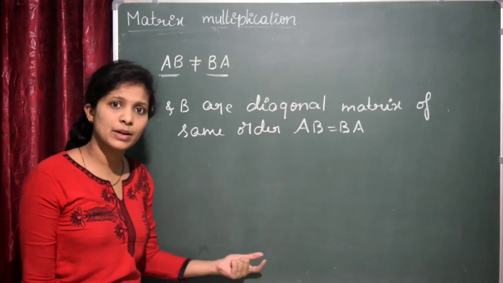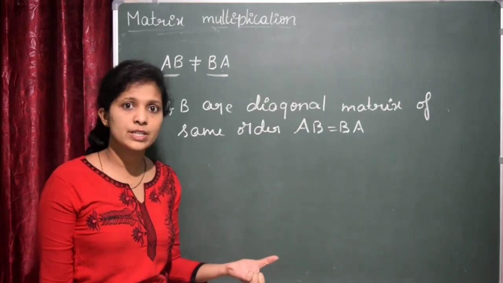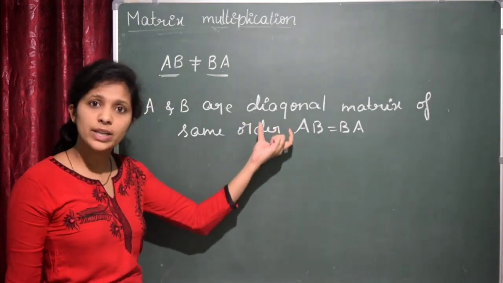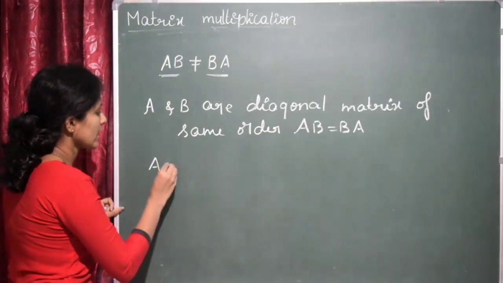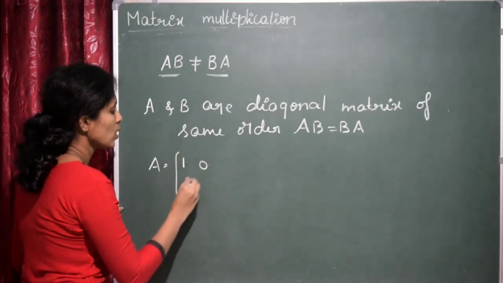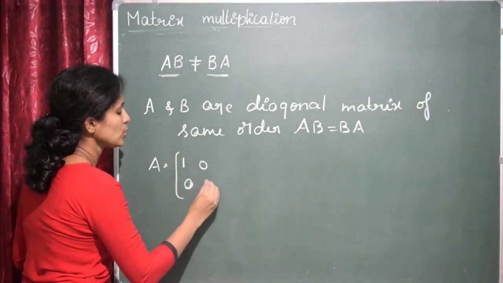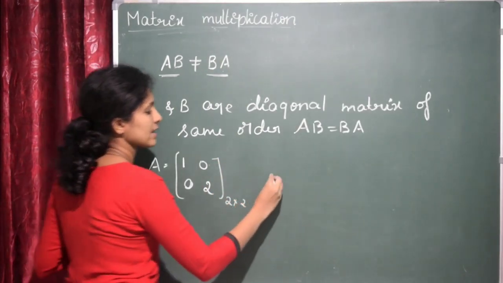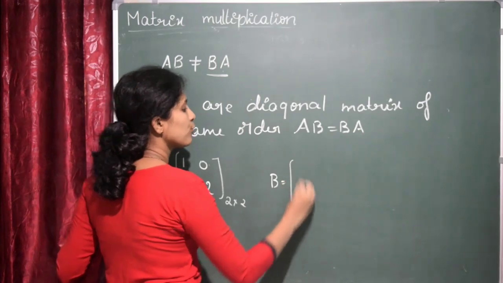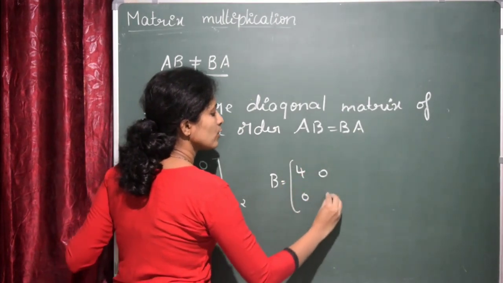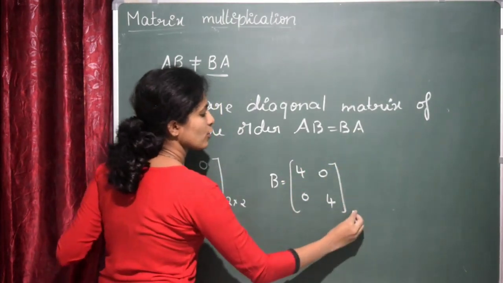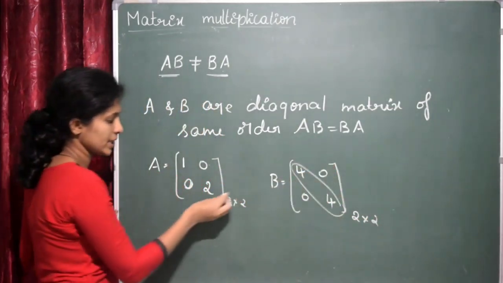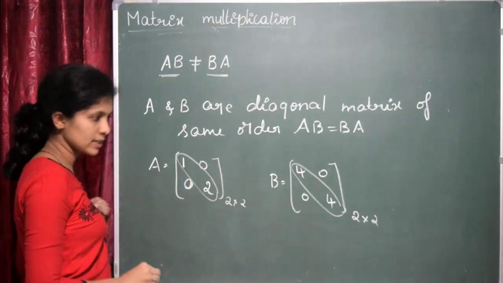What is meant by a diagonal matrix? Only the diagonal elements will be present and non-diagonal elements will be 0. That means that it should be a square matrix. If I consider A is equal to [1, 0; 0, 2], this is a diagonal matrix of order 2, a 2 by 2 matrix. I will consider B is equal to [4, 0; 0, 4]. So this is also a diagonal matrix of order 2 by 2. The diagonal elements are present, remaining 0.